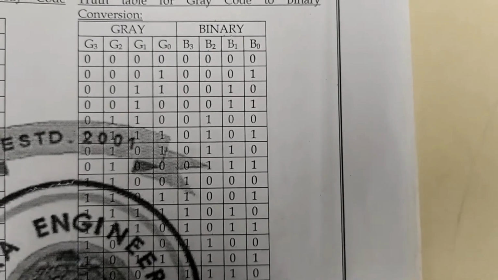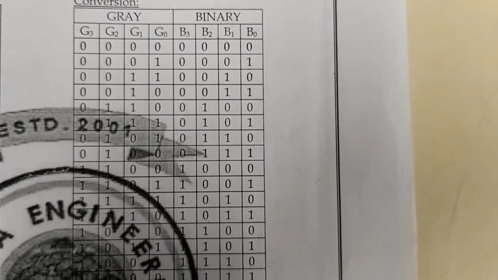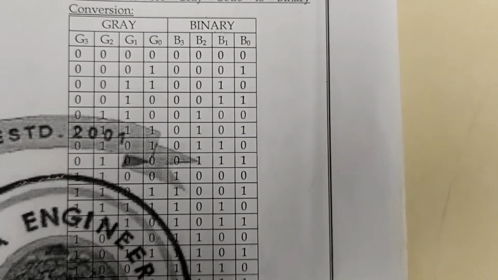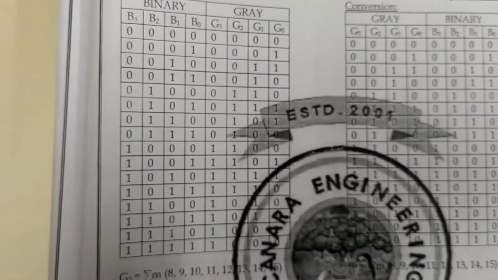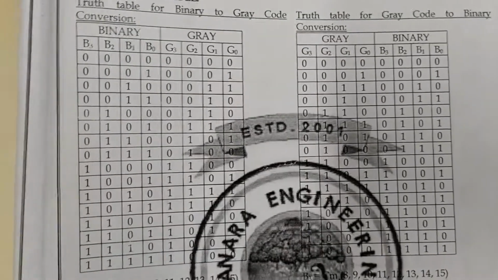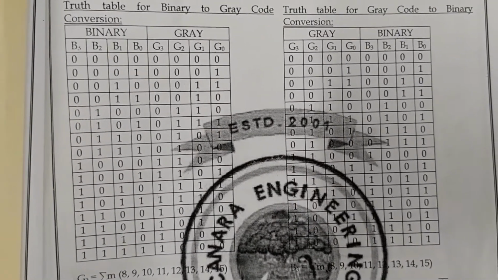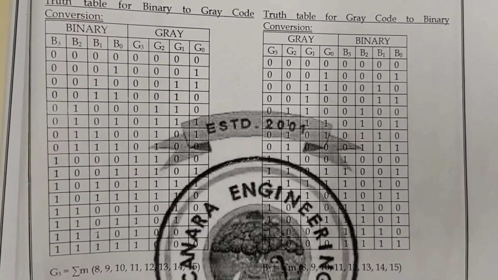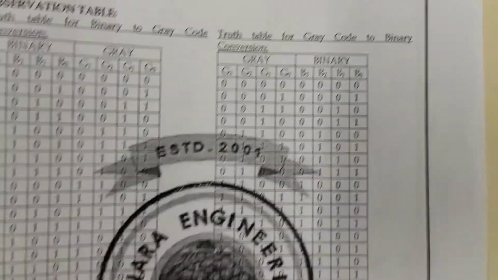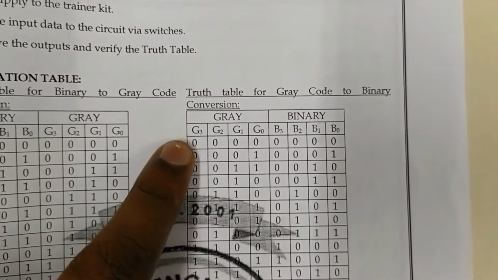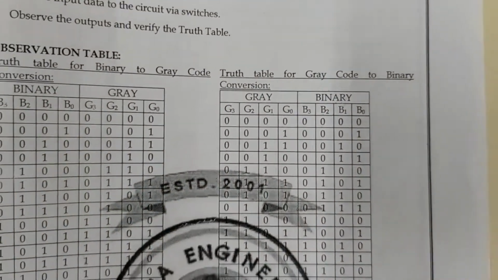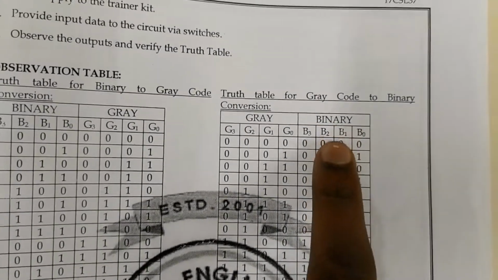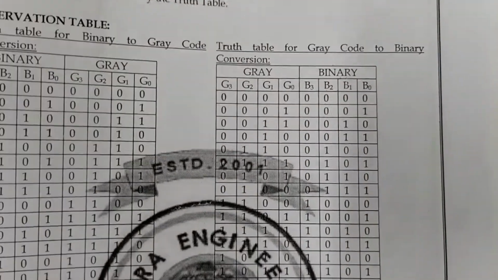Moving on to the next part of the experiment, which is gray to binary code. You can see the truth table here. This truth table has been derived from the previous one. You can either use the formulas to write down the truth table, or directly use the mirror image method. Here I've written the values of G3, G2, G1, G0 as for a 4 variable truth table, and after that I've used the mirroring method to write B3, B2, B1 and B0.